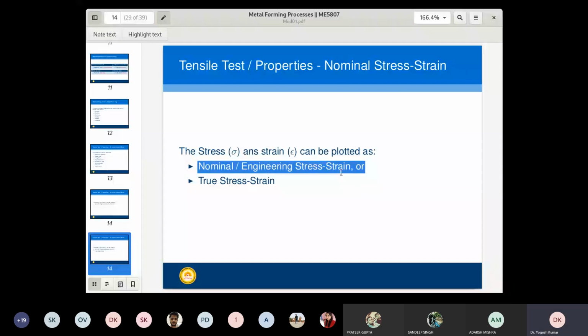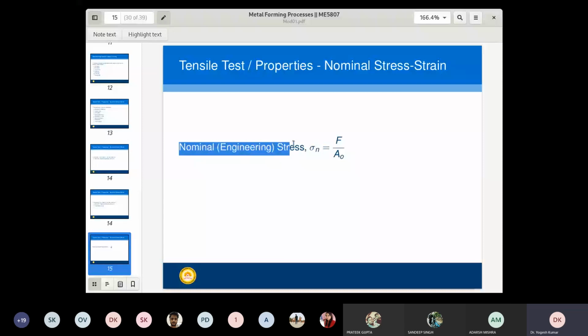Nominal stress, also called engineering stress in a tensile test, is defined as the ratio of applied force or applied load F to the original cross-sectional area of the workpiece. This is how nominal engineering stress is computed: sigma n equals F over A0, where F is your applied force and A0 is your original cross-sectional area.